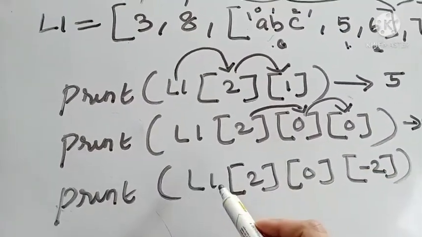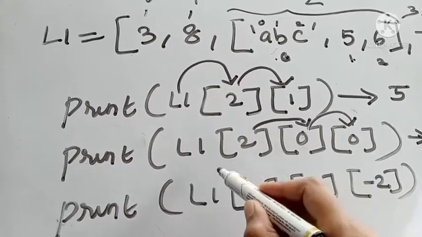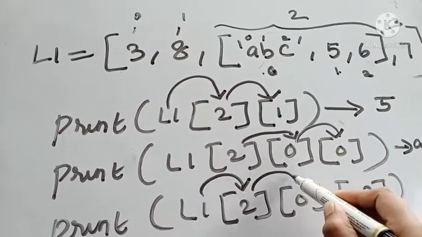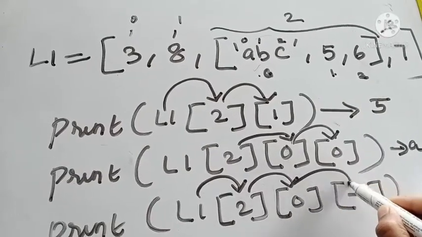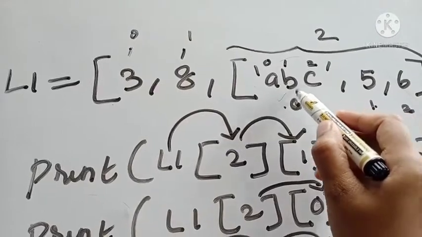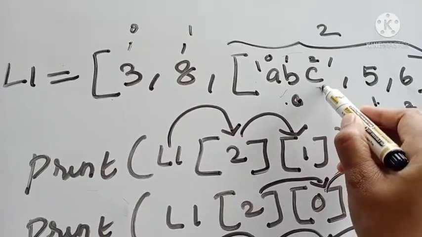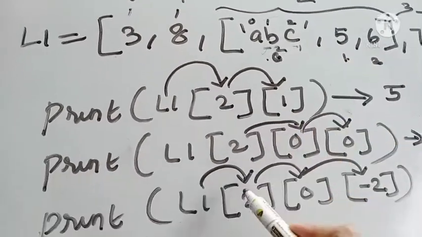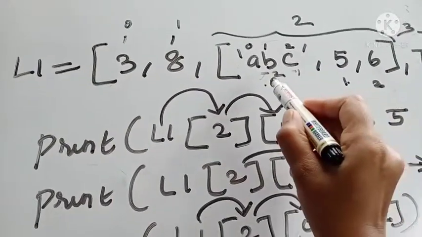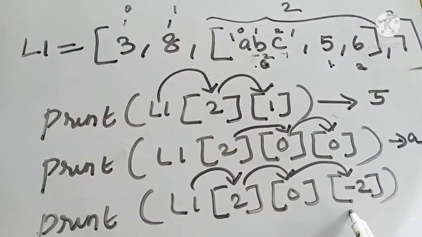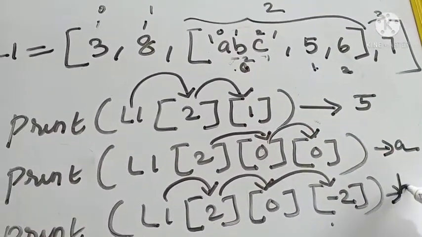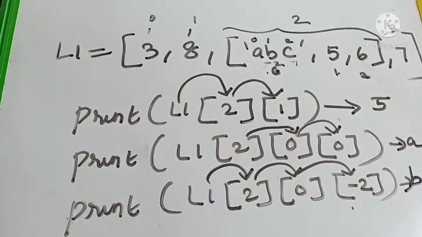Another example, print L1 of 2 of 0 of minus 2. That means in the list L1 take the second position item. In that take the 0th position item. In that take the minus 2th position item. As per the backward indexing, you know that this is minus 1, this is minus 2. So second position item means the whole thing, and in that 0 position item means this one only, and in that minus second position means this one, right? So the answer here will be B, like this.